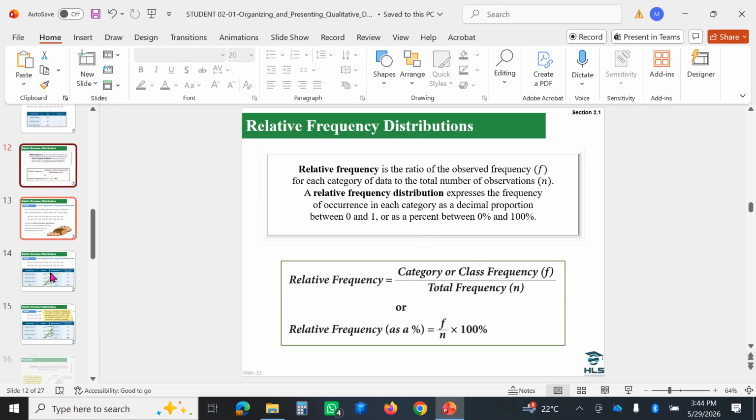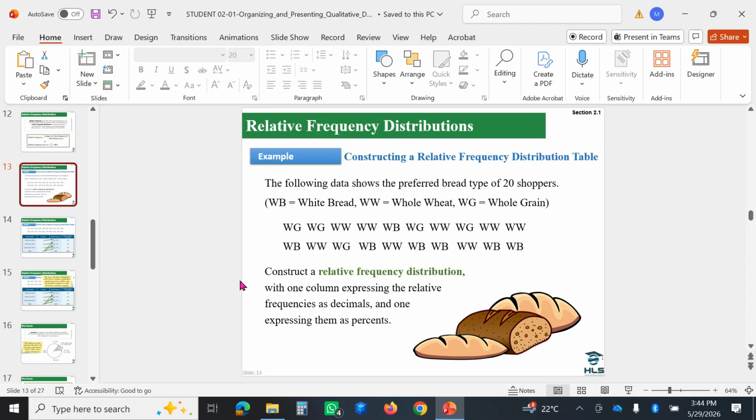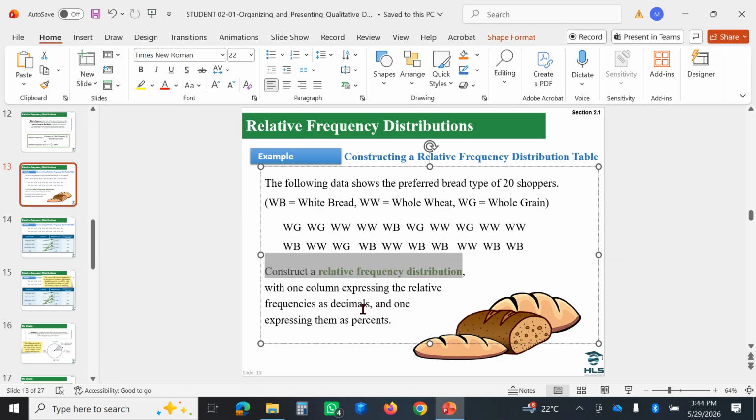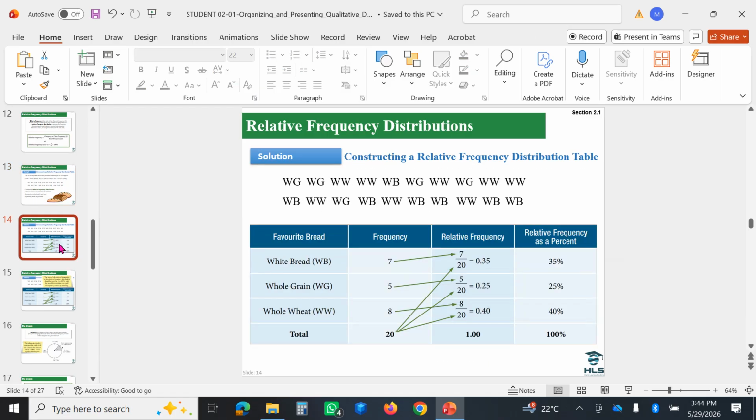So let's have a look at relative frequency, shall we? Using the same example here, construct a relative frequency distribution. Okay, so what do we do here? We just constructed this aspect, correct? Right? Remember your 8, 7, and 5? Well, now, there's your total. 7 divided by 20 is 0.35 or 35%.